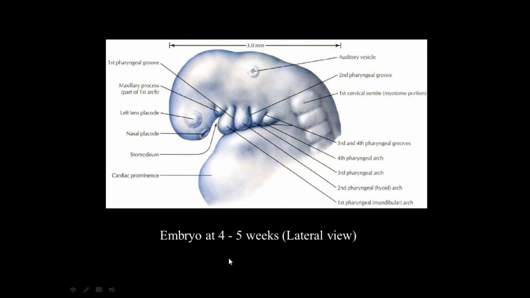Now this is an embryo at 4 to 5 weeks of intrauterine life. This is a lateral view. It is showing the pharyngeal arches.